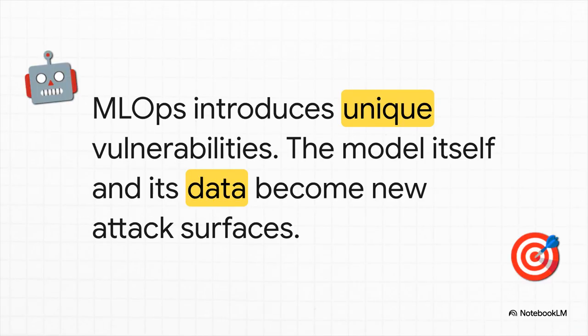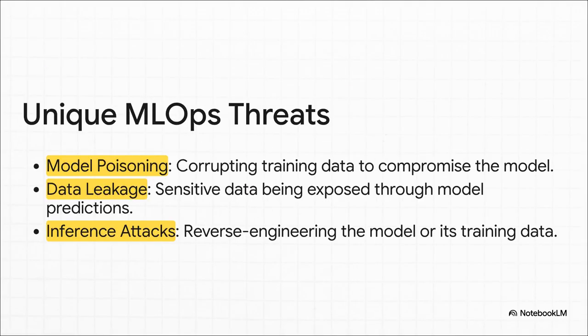But MLOps brings a whole new class of threats to the table, its own unique flavor of risk. In this world, the model itself and the data you trained it on become brand new attack surfaces. And this is where the work you do as a data scientist is most exposed. And these threats are both fascinating and kind of scary. Take model poisoning. An attacker could sneakily corrupt your training data just enough to make your model fail in very specific, targeted ways. Then there's data leakage, where your model's predictions accidentally give away sensitive info it was trained on.